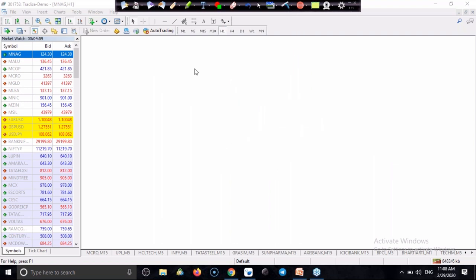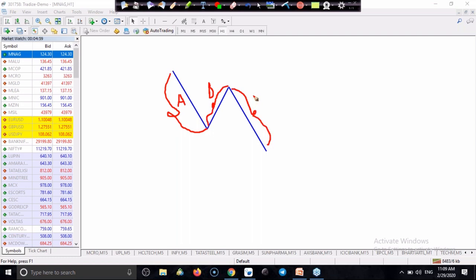Once again, most of the people are confused right now. Suppose price creates a new low, lower high, and lower low. This portion is called the area of territory. Next, suppose this is A area of territory. This is called B, this is B area of territory, and this is C. This point is called the area of territory. This is the C point.